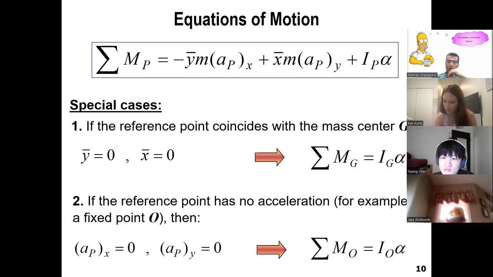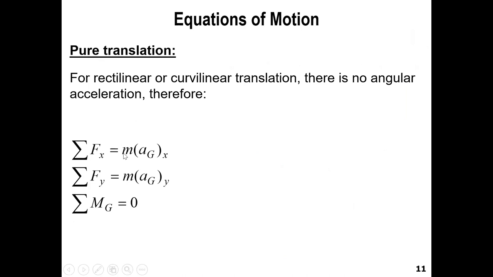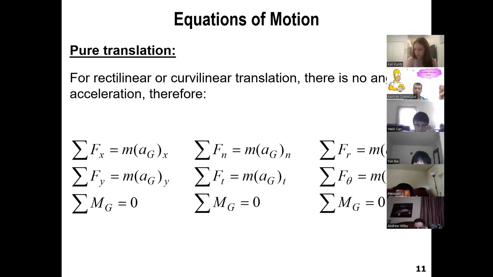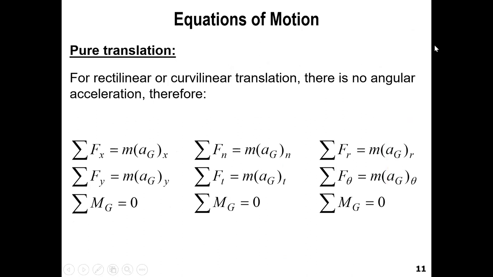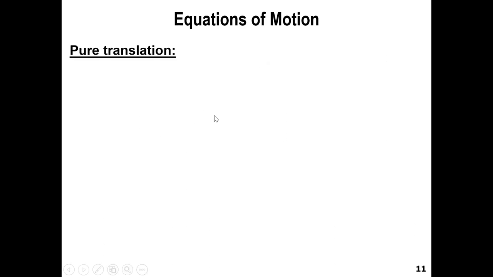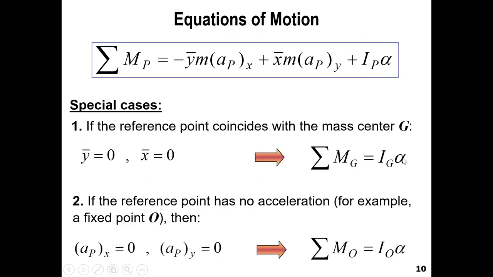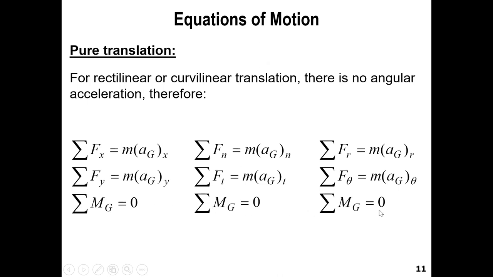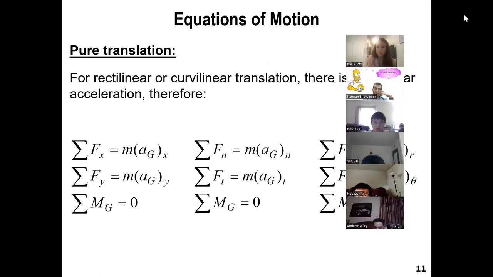So now that we developed this moment and acceleration relation, we're going to go back to the equations of motion, right? For pure translation, summation of forces, for example, if you use XYZ or normal tangential, or remember when it was pure translation, you could treat it like a particle, right? So you can use XY, NT, or R theta for linear acceleration. But because there's no rotation, alpha will be zero, right? So if alpha is zero, you get summation of moments about G zero. These are the equations you have for pure translation. Does that make sense? Okay.